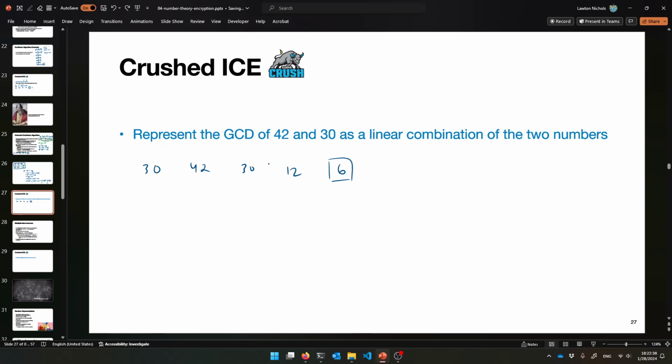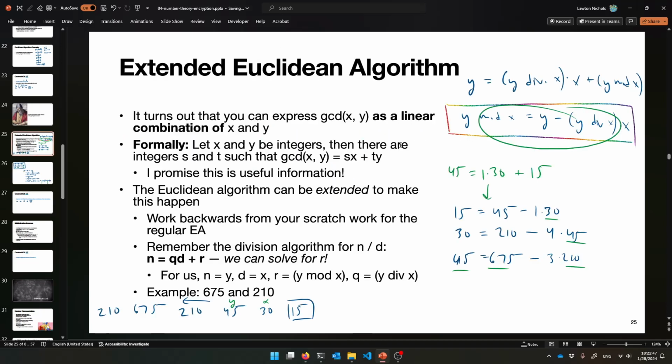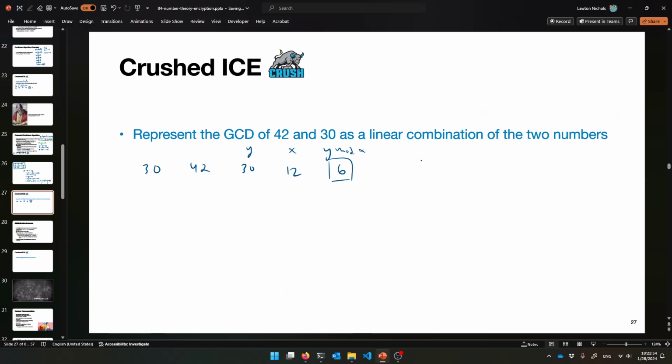So this was like our y, the first equation. This was y and x, and this was y mod x. Now let's use this idea to express y mod x. So we got, all right, 6 is equal to, well, it's the y mod, that division, right? 30 minus something times 12. Well, what was it? It was 2 times 12, right? Because it's 24. That gave me 6. Cool, so that's my first equation.